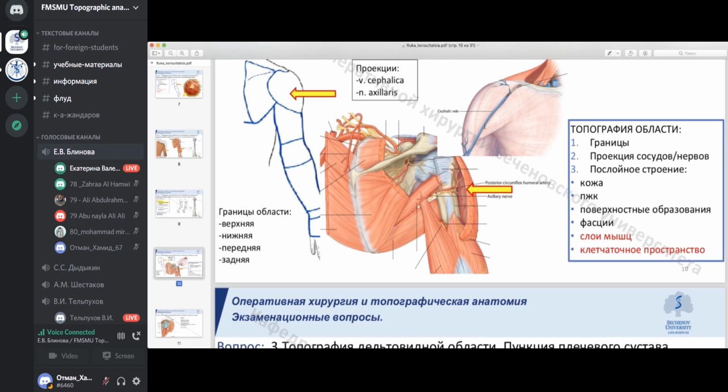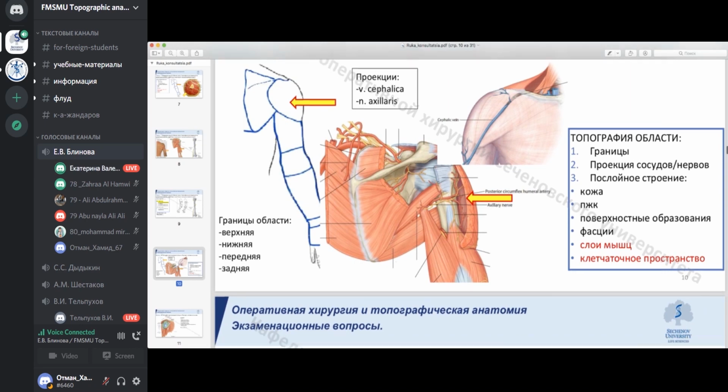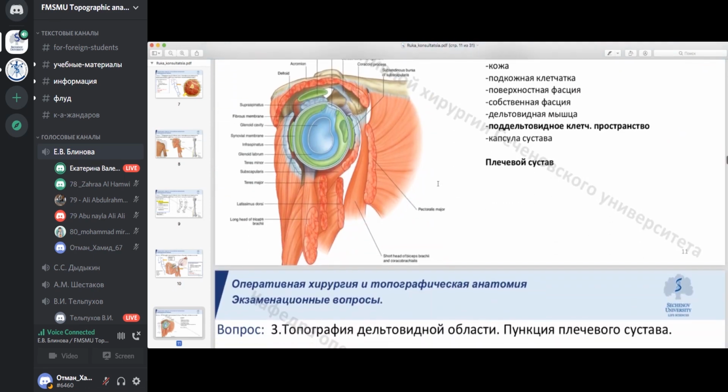Here you can see the cephalic vein. Cephalic vein is located inside the cephalic notch. The next is deltoid muscle. If you remove the deltoid muscle, you can see the shoulder joint. Shoulder joint is a simple joint because it includes two articulatio surfaces. It's a glenoid cavity and the head of the humerus.